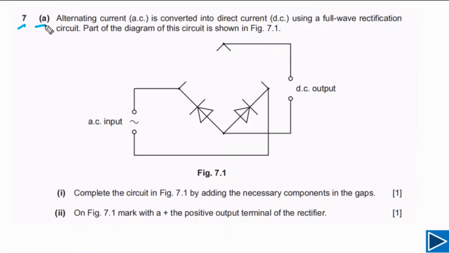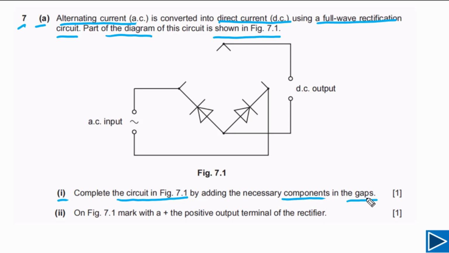For question number 7, part A, it is given to us alternating current is converted into direct current using a full wave rectification circuit. Part of the diagram of the circuit is shown in figure 7.1. For part A, we need to complete the circuit in figure 7.1 by adding components in these gaps. For the second part on figure 7.1, we have to use plus sign to mark the positive output terminal of the rectifier. This is kind of typical question, and you will see this question in many past papers.